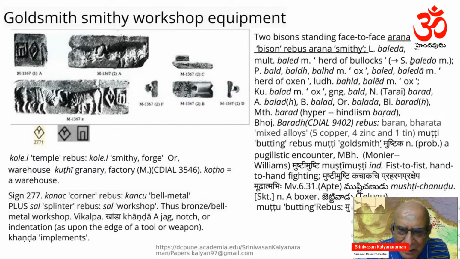Or it can be balada, head of oxen, balad, ox, barad, ox. Rebus, baran, bharata, mixed alloy of 5 copper, 4 zinc, and 1 tin. Bharatanche bande in Marathi. Mustika, putti, butting. Mustika, a goldsmith. A futuristic encounter. Mustika, mushti, fist fighting hand to hand. Sharadu, a boxer. Muttu betting, Mustika, goldsmith. Next, please.